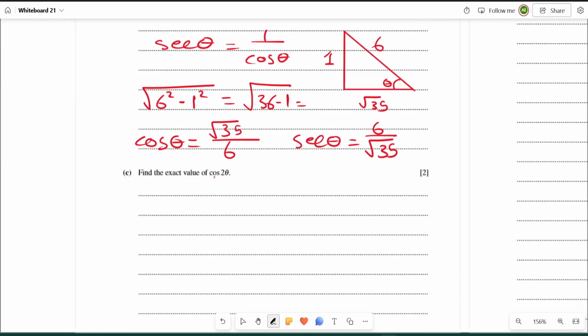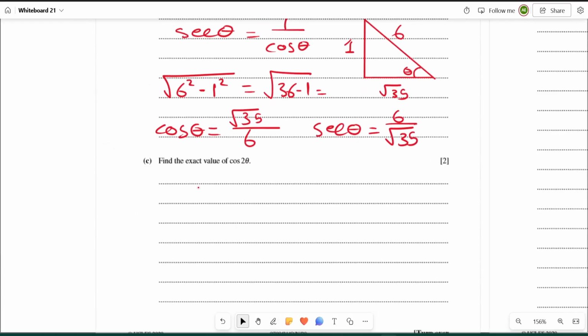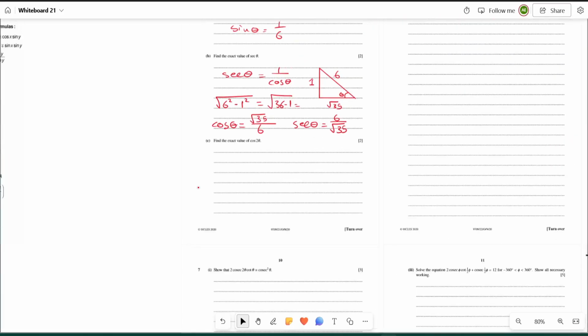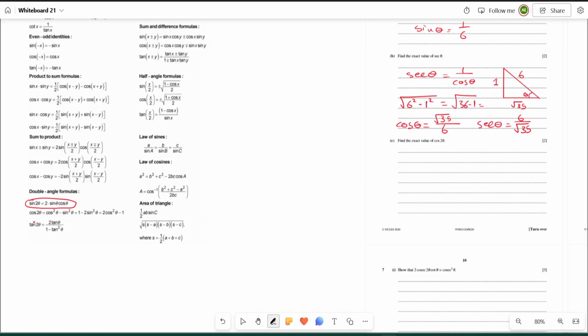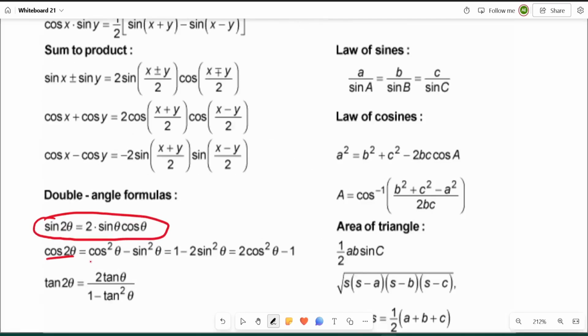Again, here I can see a double angle, so let me see if I can find something that is going to help me in the double angle formulas over here. So the question wants the cosine 2 theta. Cosine 2 theta, I can write it in numerous ways. I can write it like this, I can write it like this, or I can write it like that.